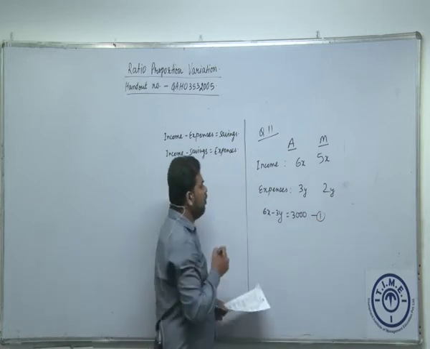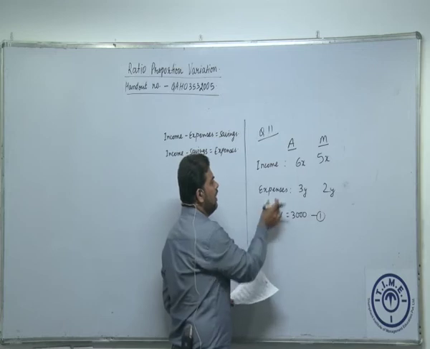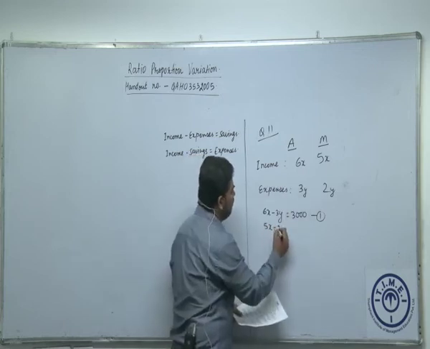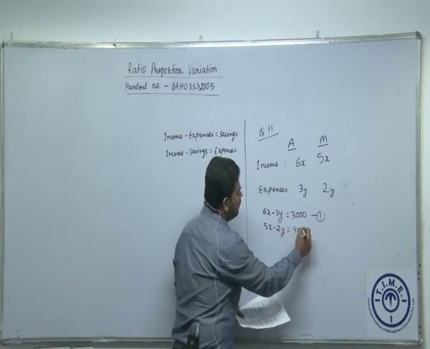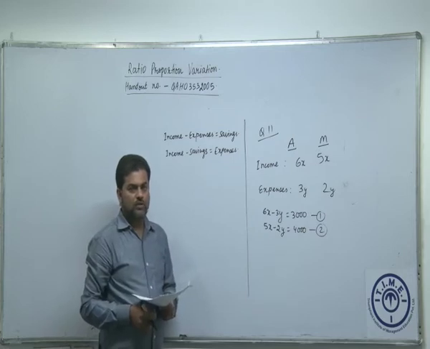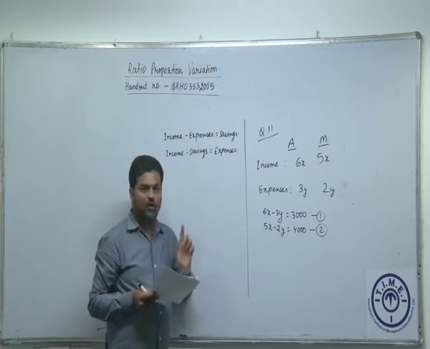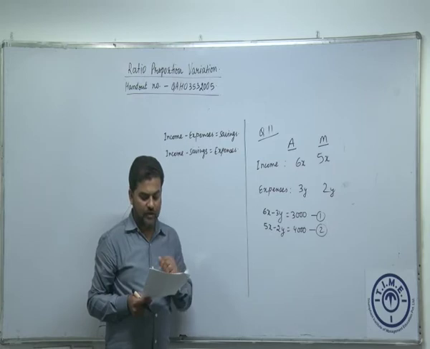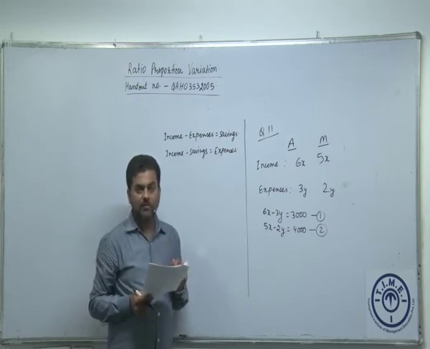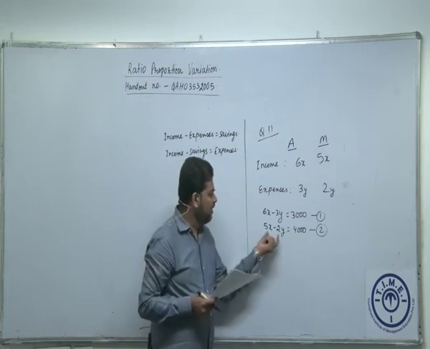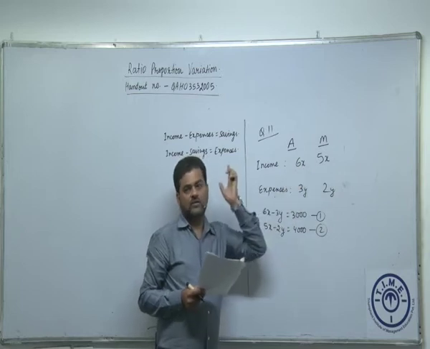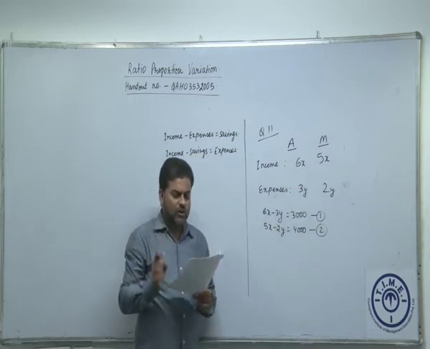Okay. What is my equation number 2? Let us find the savings of Mukesh also. So for Mukesh, it will be 5x minus 2y, and that is given in the question as 4,000. So these are two equations, two variables. Can we solve these two to get the value of x? Once you get the value of x, the question is asking to find the annual income of Anil. Okay. So you can find the value of x and then put the value of x here, you will get the answer.